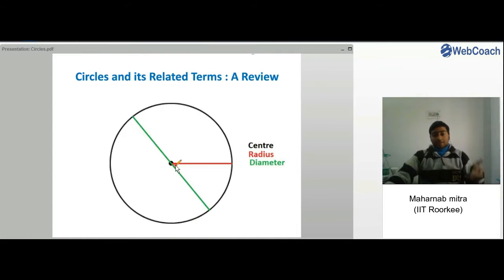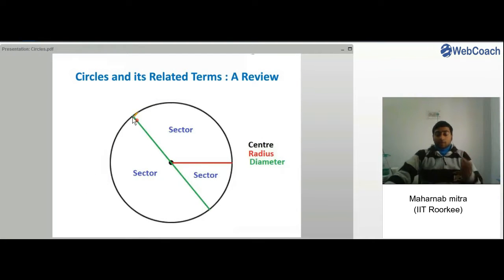Now what is a diameter? Diameter is a straight line which joins 2 points on a circle and is passing through the center, right? And diameter is nothing but twice of radius, right? This part is a radius and this part is also a radius.